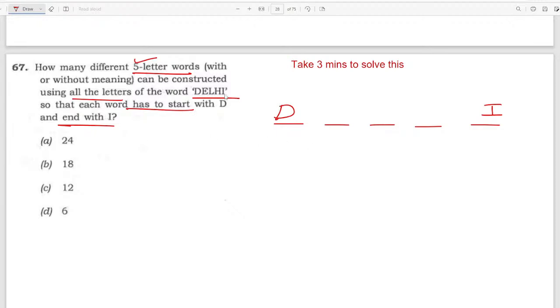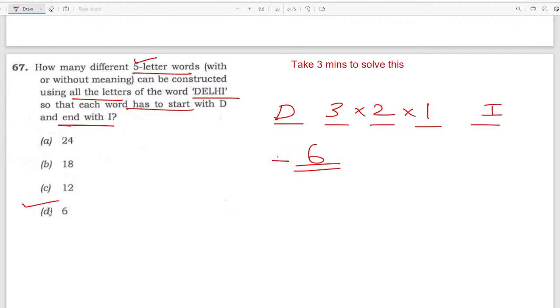These 2 are already used. So 3 into 2 into 1, which is 6. The answer is D. 6 ways, means 6 words.